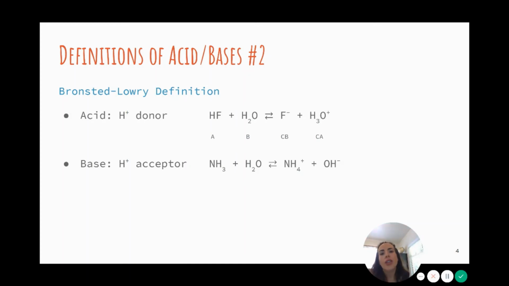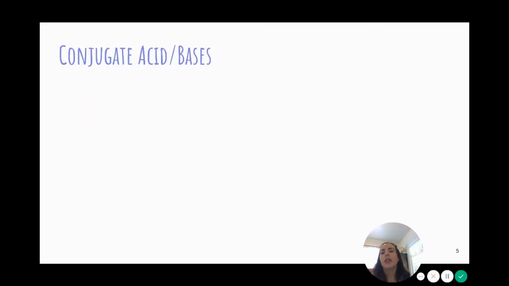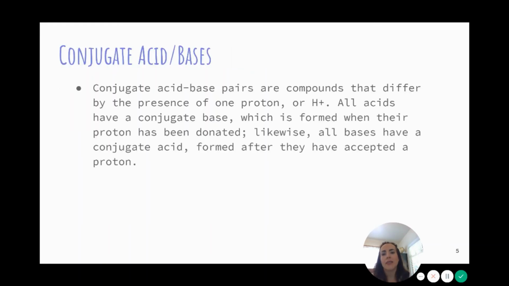So if I were to look at that, I would be labeling my ammonia as a base and my water as an acid, because my water is what donated a proton. Now, again, there might be something a little weird going on here, but I'm going to define some terms and come back to this example. So let's look at our conjugate acids and conjugate bases and some definitions of this.